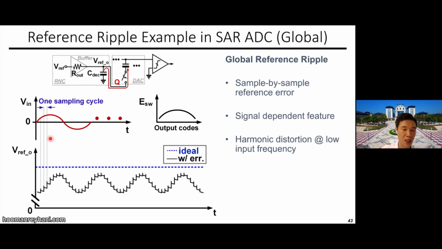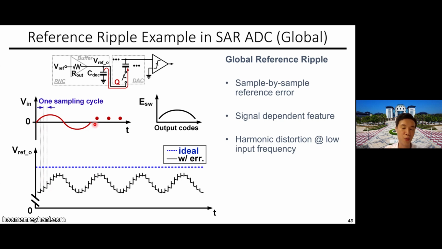So what you will see is a reference ripple that is totally dependent on your input frequency. That means if you have a certain input, then you have a certain memory. In the next sample, because of that memory, you kind of memorize the previous sample condition, and then the settling happens from that. So you will have a ripple that is coupled to your input frequency.